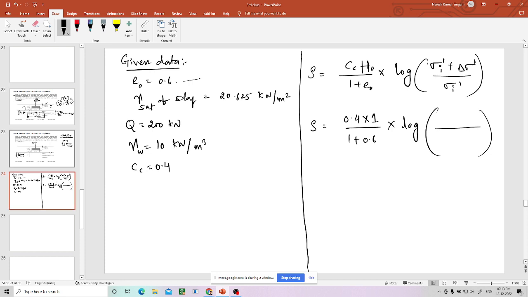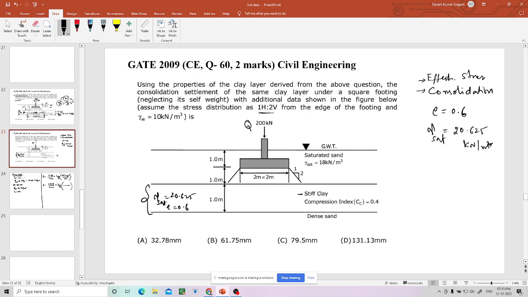We will calculate now. Okay, 200 is the external load. Before this load is applied, there was some initial stress at the point. Because of the initial stresses, consolidation might have happened already.